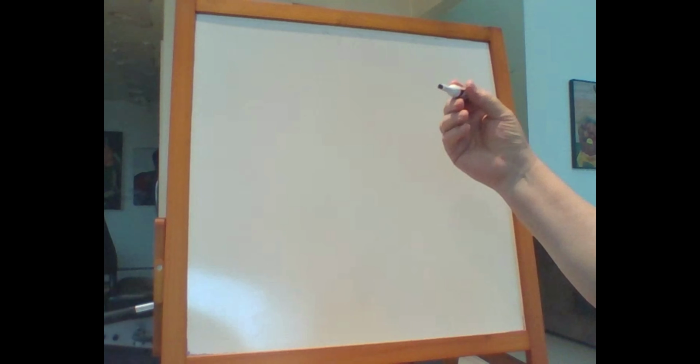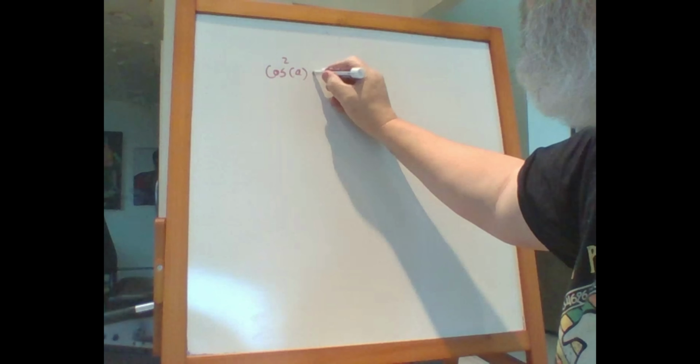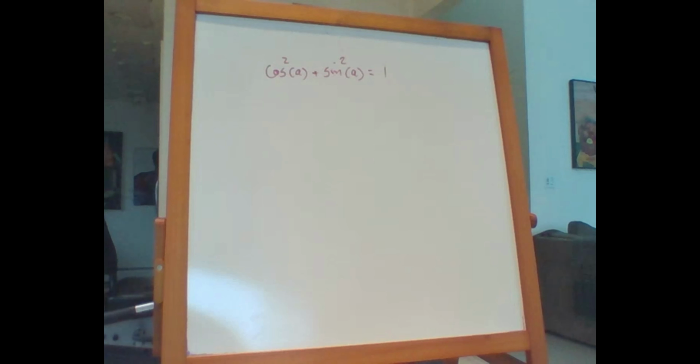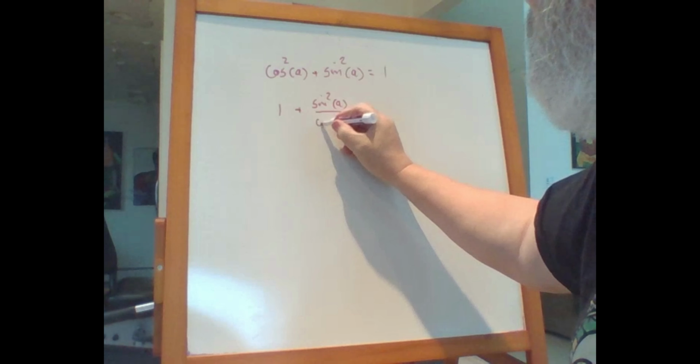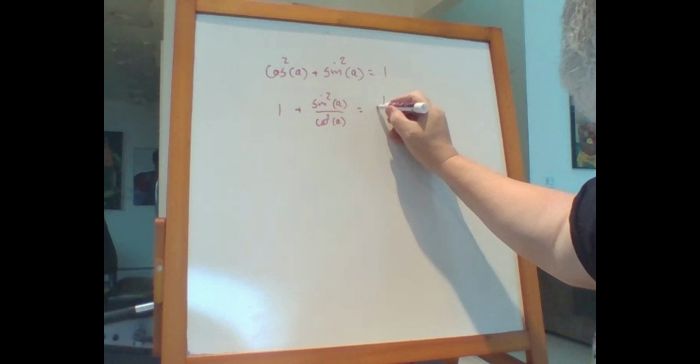And let's take a look at our basic cosine squared A plus sine squared A is equal to 1. Well, what if we divide it through by cosine squared? So we have 1 plus sine squared A divided by cosine squared A is equal to 1 over cosine squared A. Well, that gives us 1 plus the tangent squared of A is equal to the secant squared of A.